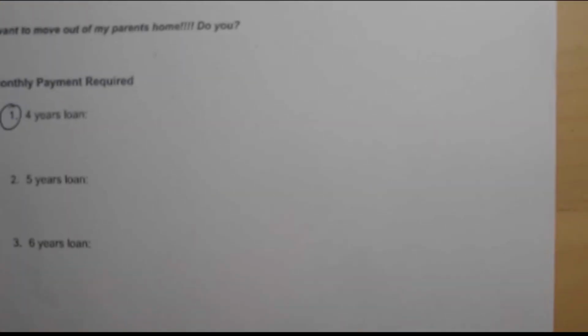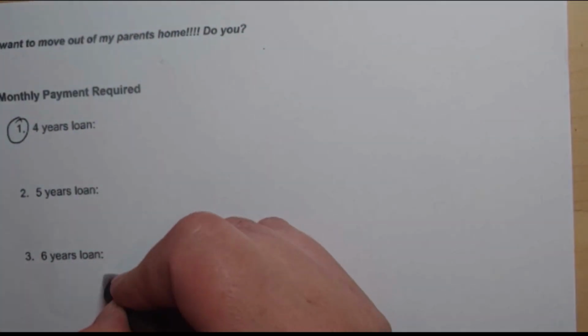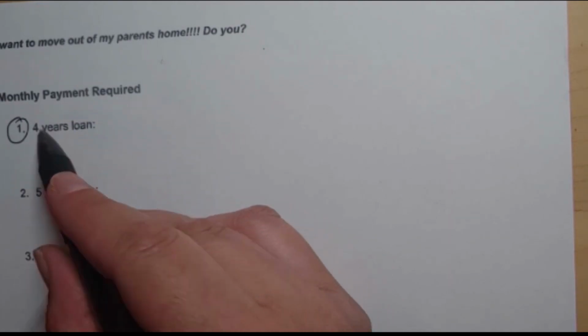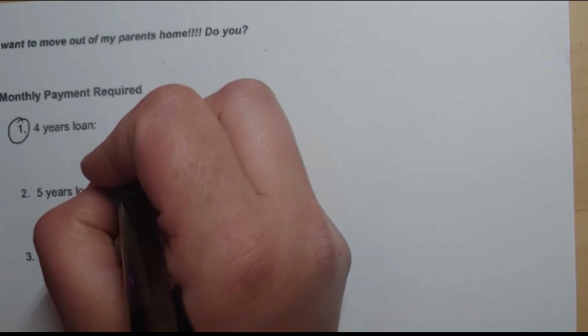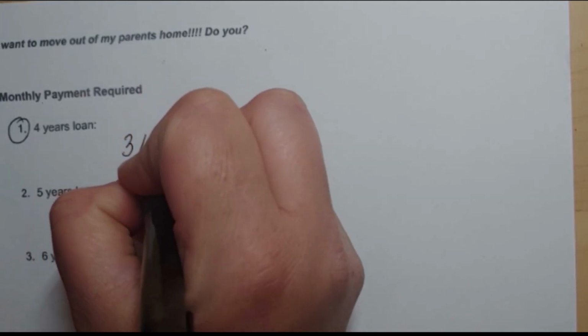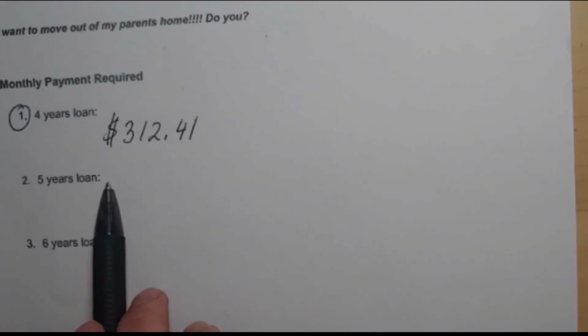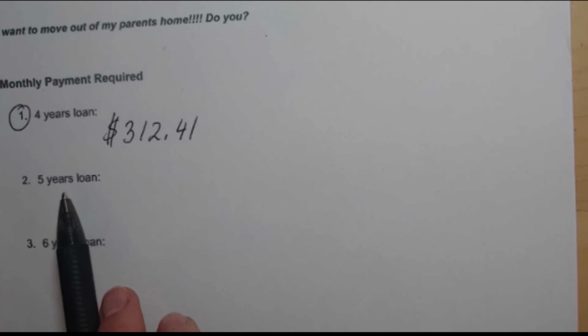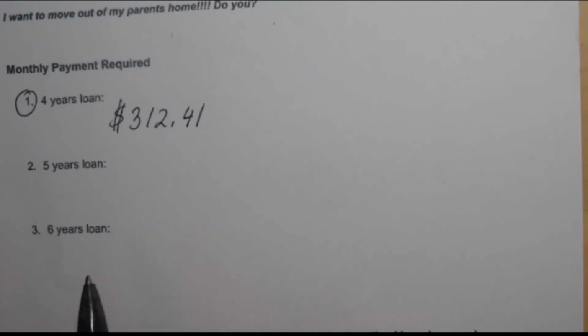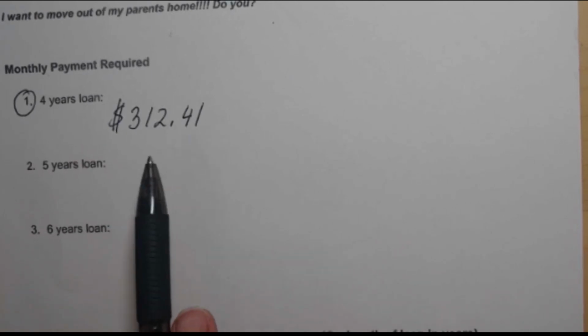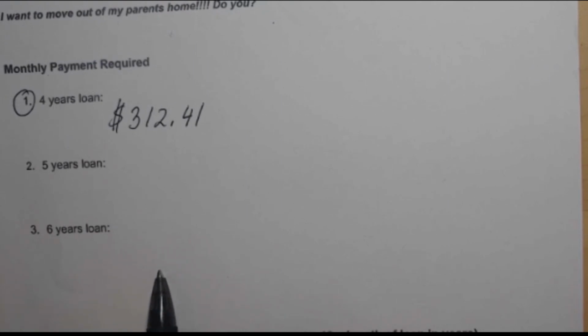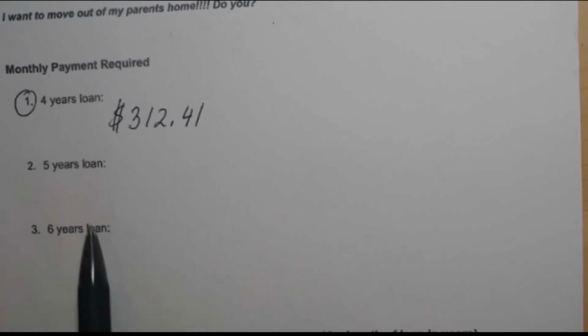What you have to do is do it three times. For our monthly payment for 4 years, we found out it was $312.41. All right, now you're gonna have to do it for a 5-year loan. Be careful because the interest rate is different. For a 6-year loan, again, the interest rate is different. So you're gonna see how much you're gonna pay every month depending on how long you want to pay the loan.